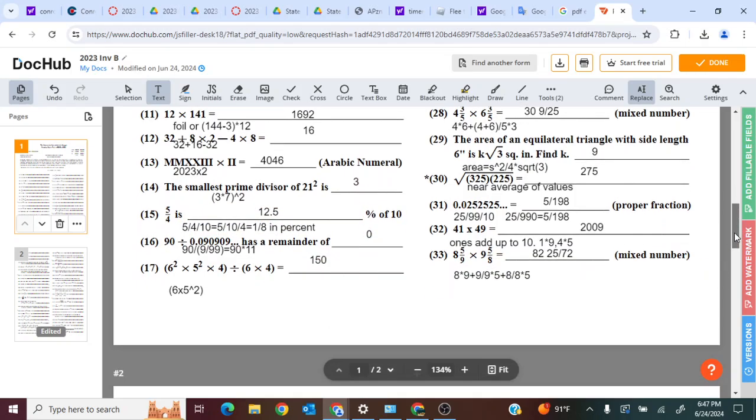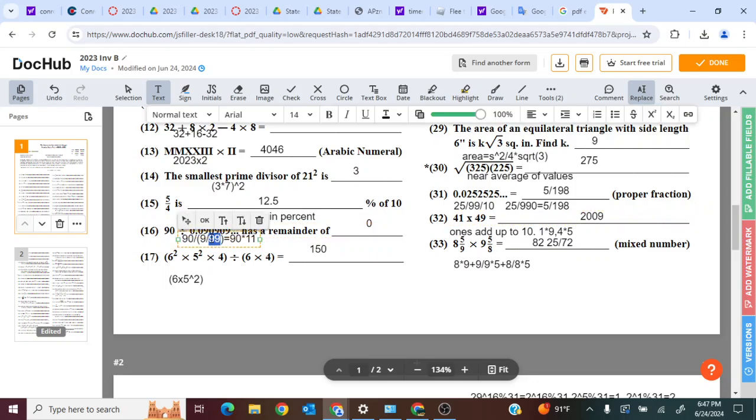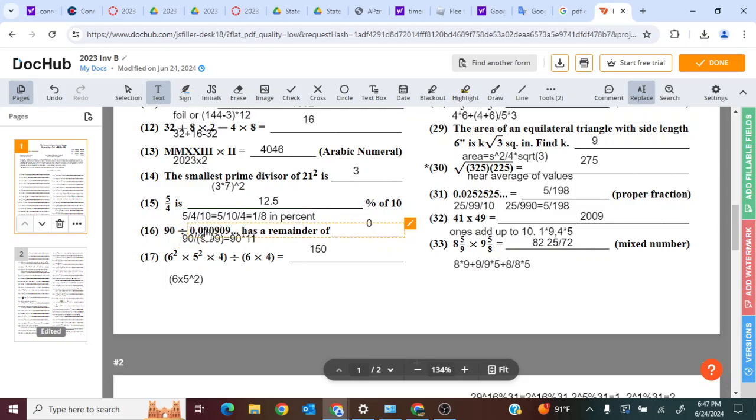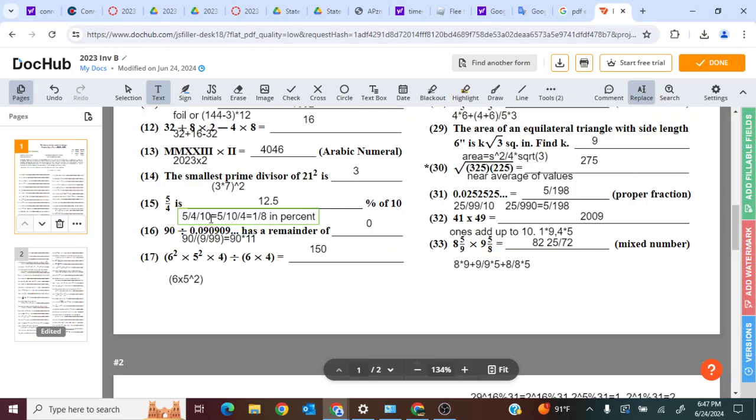It's not too hard. 90 divided by this thing, well, this is just 9 over 99 given our repeating series rules, because the 0.09 repeats, so 0.09 over 99. So you're really just dividing by 1 over 11. So you're just doing 90 times 11, which obviously has a remainder of 0.